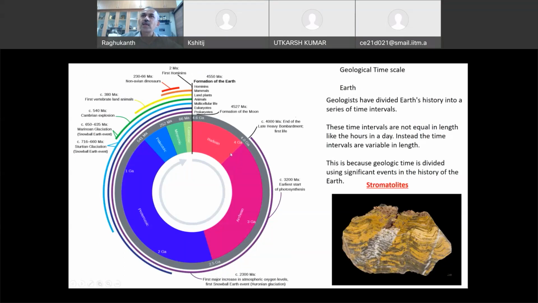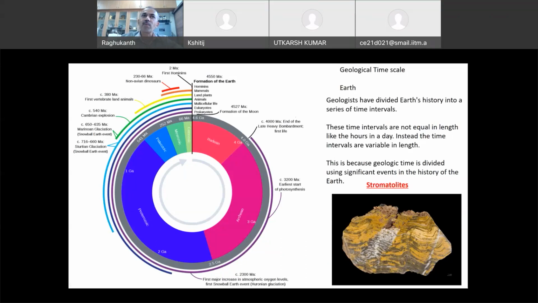So these entire things, what geologists do is divide this into geological times. Generally, time for us is 24 hours, 365 days, and the seconds, minutes and other things we use are all equal intervals. But geological time scales are not equal intervals. They will be unequal in length.